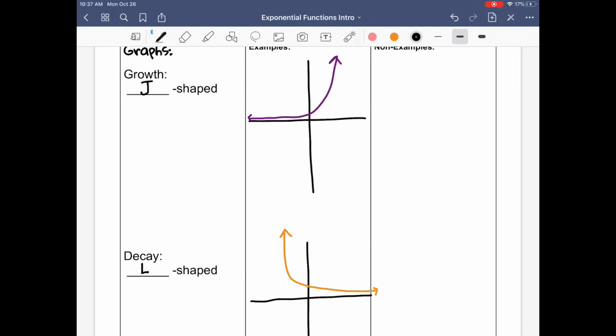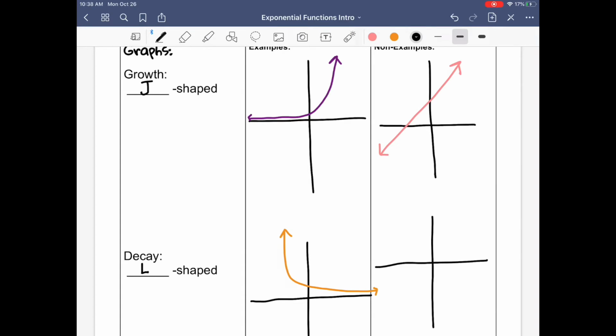Some examples that are not exponential, just from the unit we just got done with: if it's linear, obviously that's not exponential. We need something that's going to have a rapid increase, with that J shape, or a rapid decrease, which is going to have the L shape. Or what we're going to talk about later is a power function, which has a U shape or an N shape, depending on which direction it's going. But neither of these are going to represent an exponential. Exponentials are J and L shape.